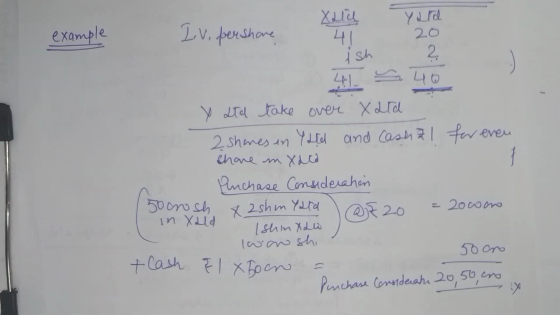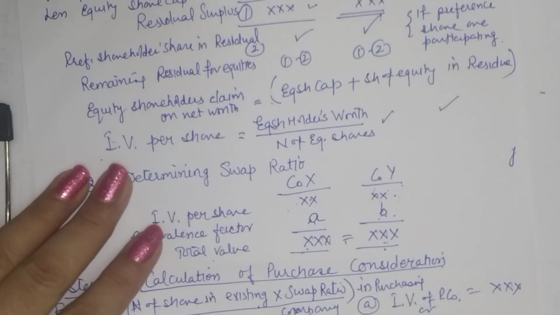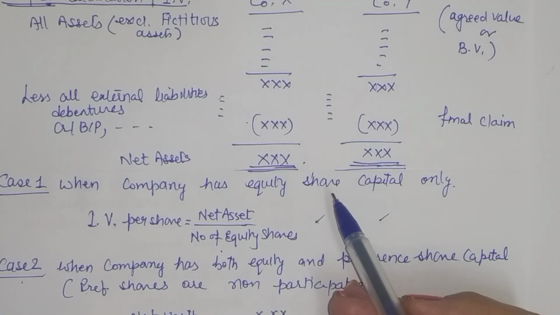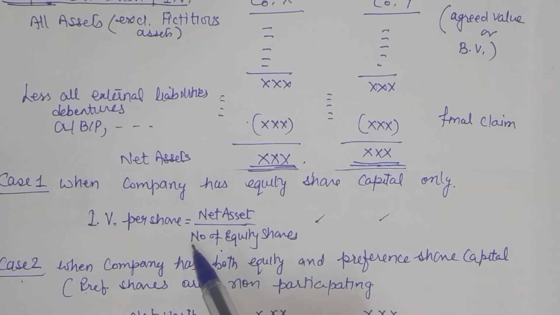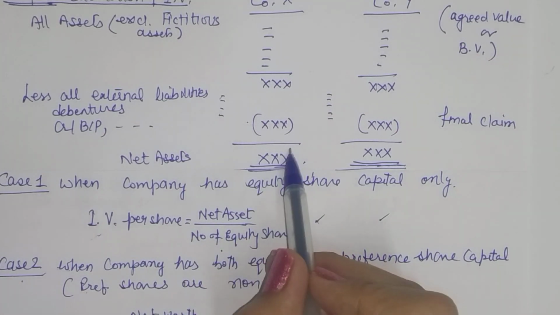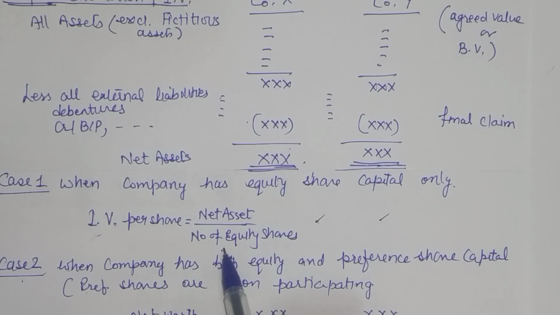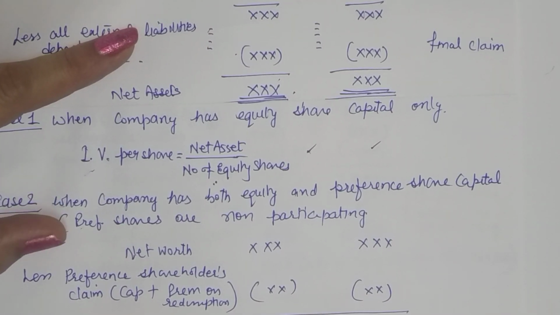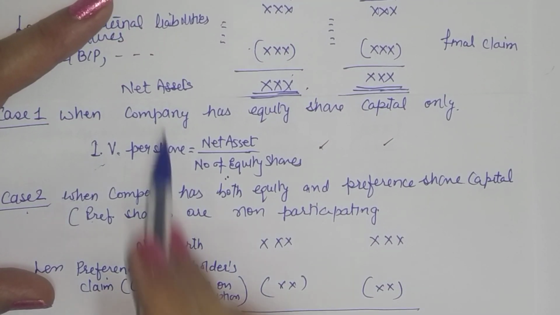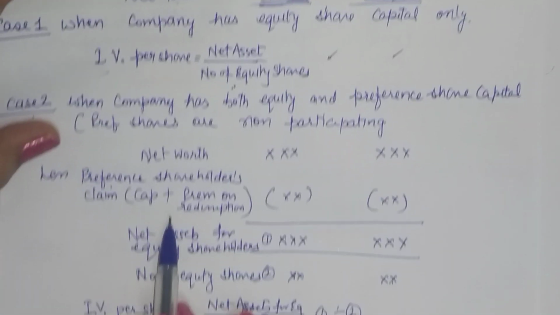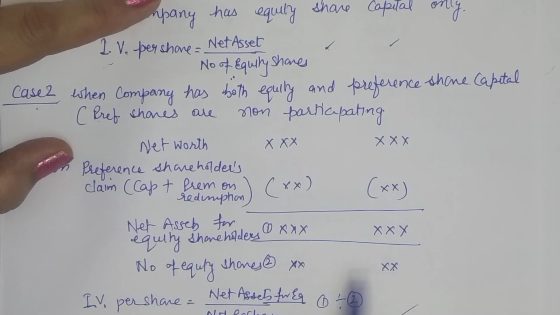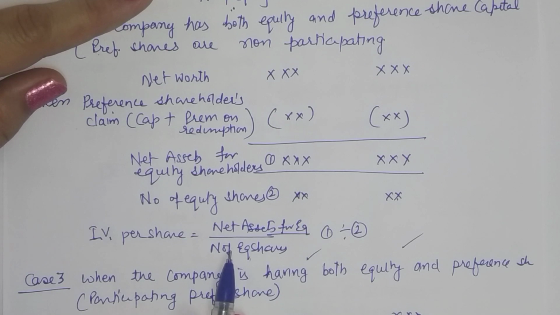Right. So I hope you have understood that purchase consideration based on swap ratio is that first of all we are to calculate the intrinsic value. Now once we have calculated net assets, we have 3 cases. When there is only equity capital, the whole amount belongs to equity shareholders. So intrinsic value will be net assets upon equity shares in number. When we have both equity and preference, then preference shareholders are to be paid first because they have preferential right. So out of the net assets that we have calculated, we need to pay to the preference shareholders their claim. So remaining amount is available to equity shareholders. Divided with the number of shares, we will get net assets for equity shareholders.